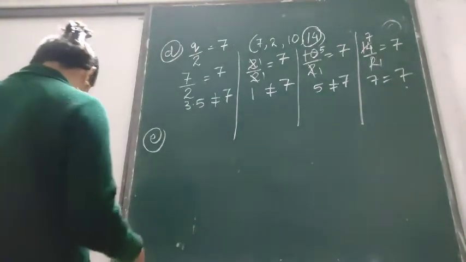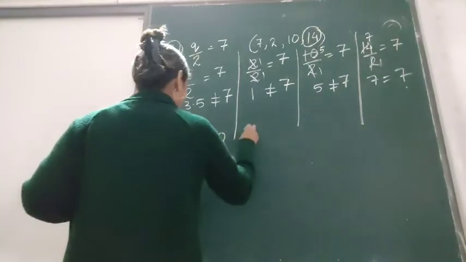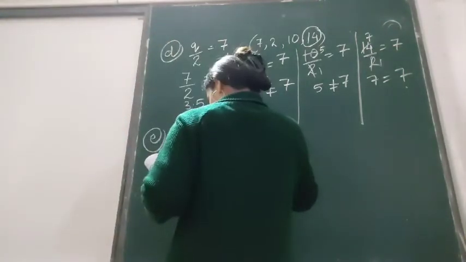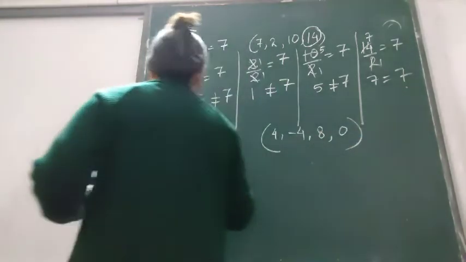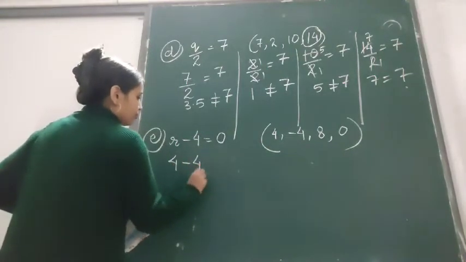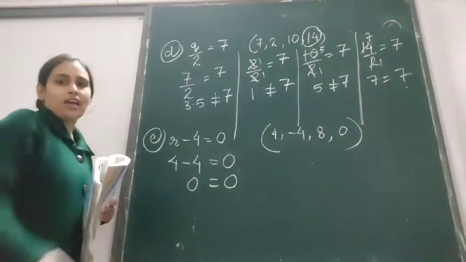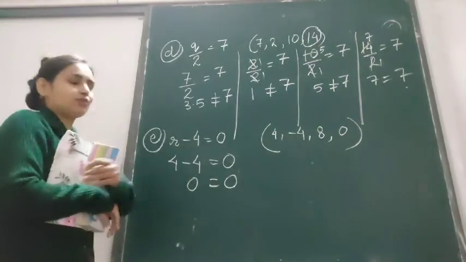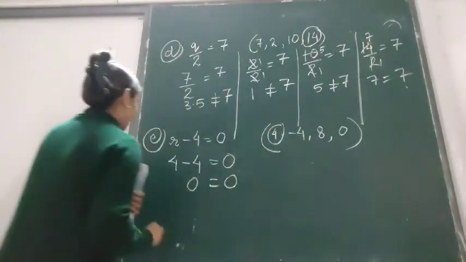E part, children. r minus 4 is equal to 0. Options are 4, minus 4, 8 and 0. Putting the value as the first option, 4, 4 minus 4. The first value itself has satisfied the equation, so we don't have to solve the rest of the part. Okay, so that means this is your answer.